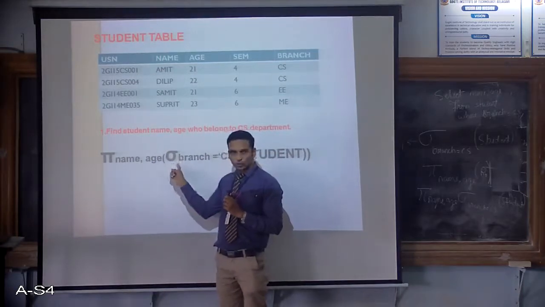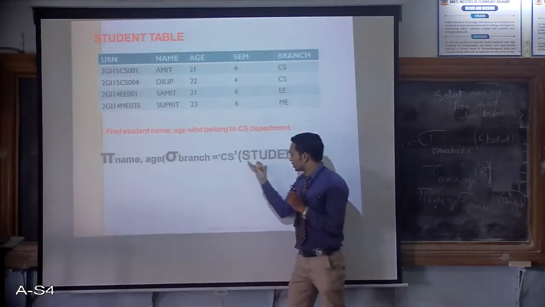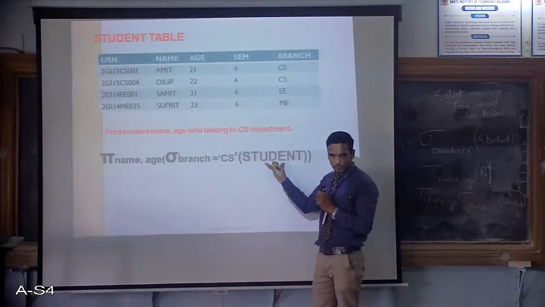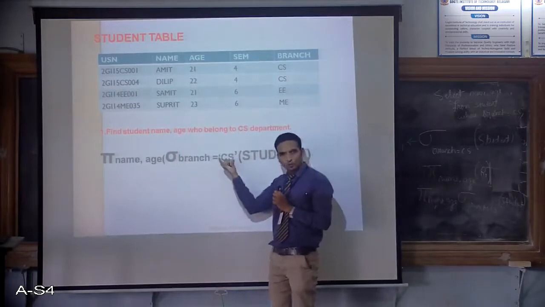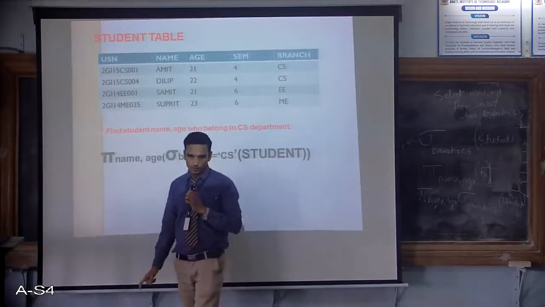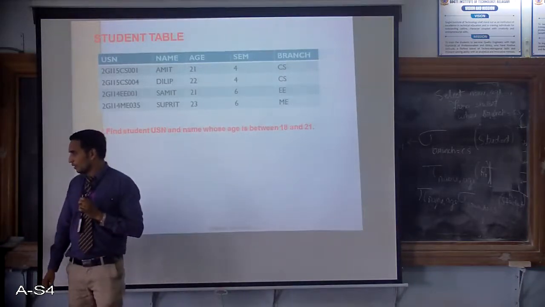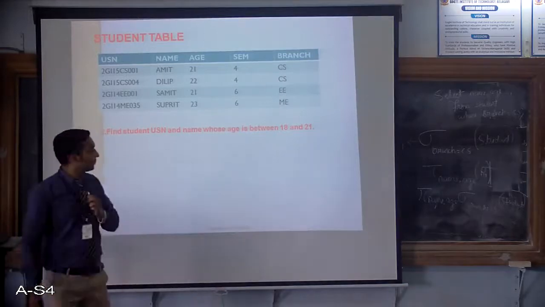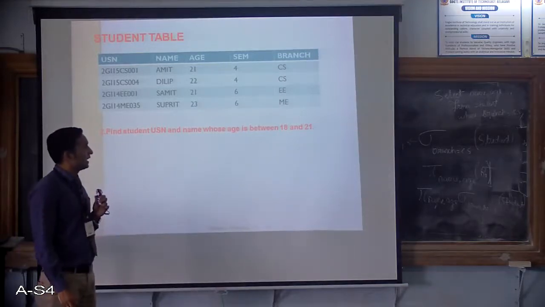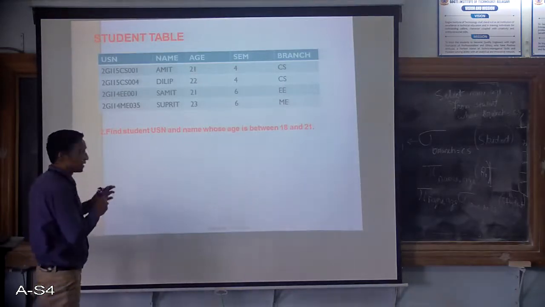Select will select the rows and it works like the innermost query. This is executed first. It will select the first two rows. So from the first two rows only fetch the name and age attribute. Getting this? Yeah. The next one. Find the student USN and name whose age is between 18 and 21. So what they want here now? Please read out the question correctly.